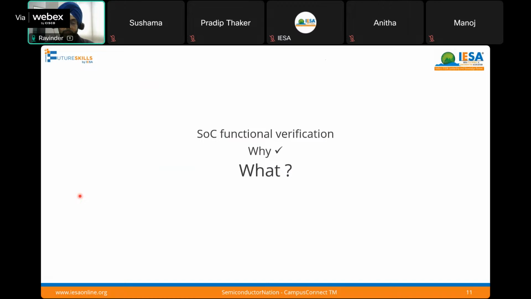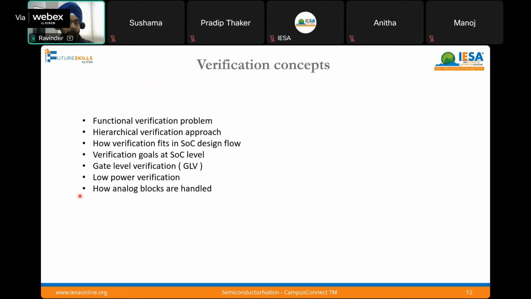And now we will move on to the what part of SoC verification. What do we actually do? What is involved in SoC verification? We'll try to cover these topics: the functional verification problem, the hierarchical verification approach, how verification fits in the overall SoC design flow, and verification goals. What are the verification goals at SoC level? What is gate level verification? What is low power verification? How do we handle analog blocks?